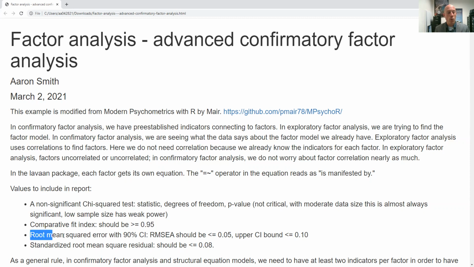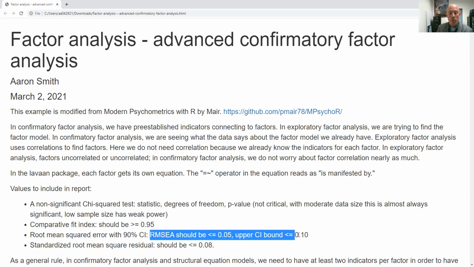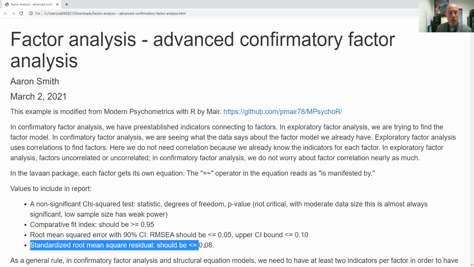When we look at the root mean squared error 90% confidence interval, we want the root mean squared error average to be less than or equal to 0.05, and we want its upper bound to be less than or equal to 0.1. One of the reasons why this works out this way for these particular numbers is that we do a centering scaling on our data almost always before we actually do factor analysis. And we want a standardized root mean squared residual to be less than or equal to 0.08.